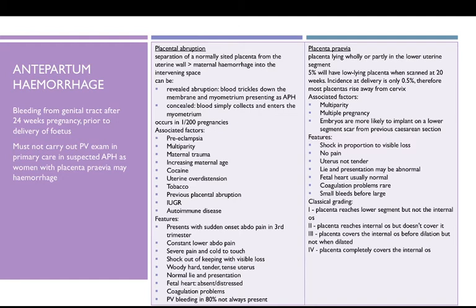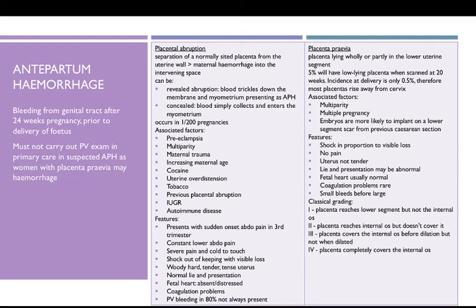So the factors that are associated with placenta previa include multiparity, multiple pregnancy, and also if you have a previous C-section. Embryos are more likely to implant on a lower segment scar from a previous C-section, so that would increase your risk as well. So the features, you have a hypovolemic shock, which is in proportion to the visible loss.